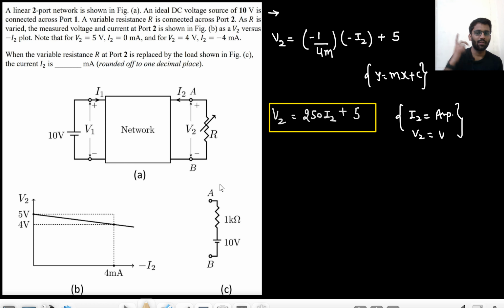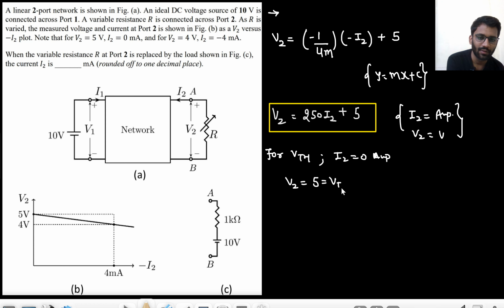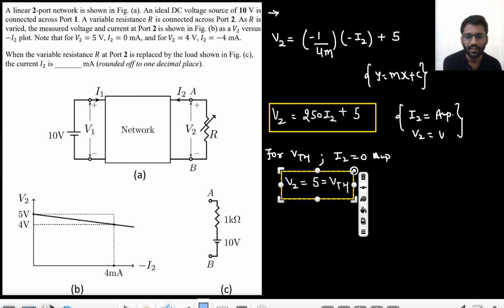Okay. So how can I find VTH? For VTH, what will happen? I2 has to go to 0. This current has to go to 0 so that it is open circuited. So for VTH, I2 should go to 0 ampere. That means V2 will be 5 volt and that will be your VTH, right? This is my VTH. Can I directly find RTH?